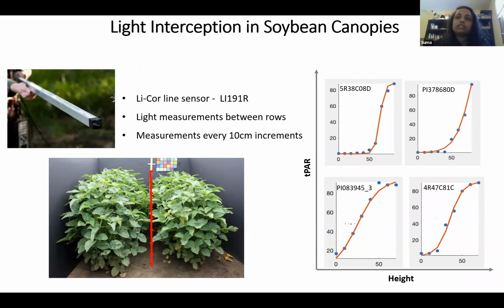That means it's extremely dense at the top. Whereas the one right below that, you can see that there is a lot of light penetration even at the ground level, which means there is not as much crowding at the top. So shoot architecture actually has an impact on how light is intercepted. Here we're just talking about the quantity and not the quality of light, which is another question that we're interested in, but I won't talk about it right now. Next, please.